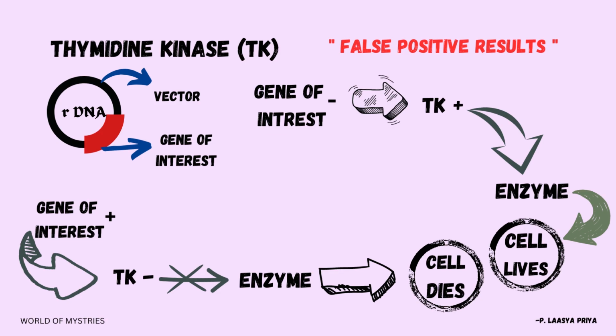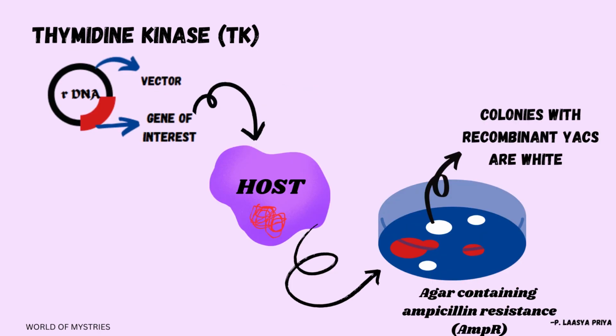As has been done in the BAC with chloramphenicol, we will add the host cells into the media that contains agar and antibiotic resistance. The cells with the gene of interest can survive, and the host cells without the gene of interest cannot survive, so they die. The next one is SUP4.